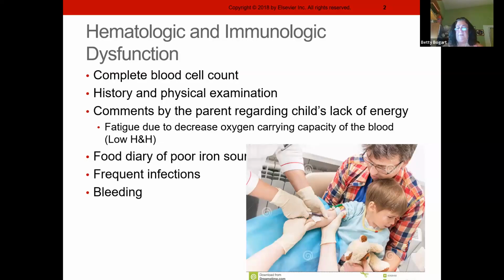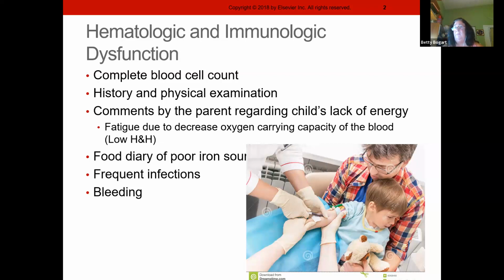So as I said, hematological and immunological dysfunction. How do we measure hematological dysfunction? Well, hematological is all about the blood, and we measure blood by the complete blood count. We're going to look at hemoglobin, hematocrit. We can see infections by white blood cells, and platelets, part of the coagulopathy system, and we're going to be going into that too.